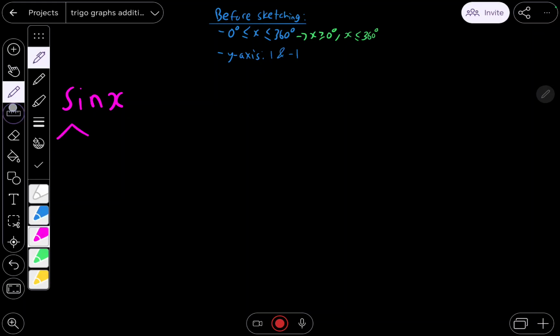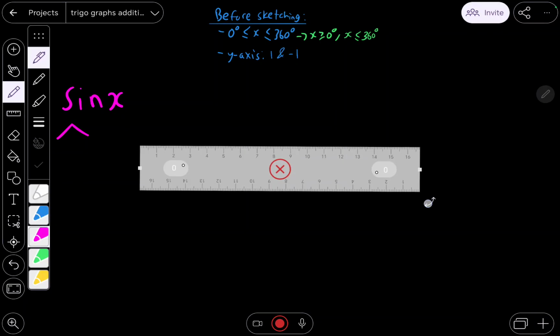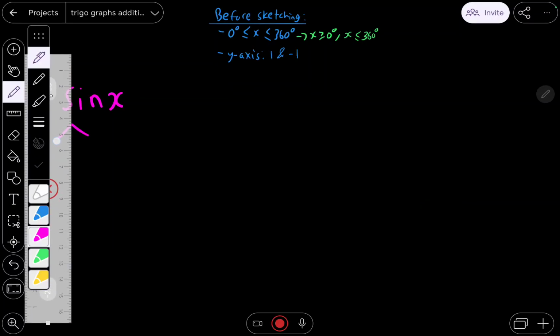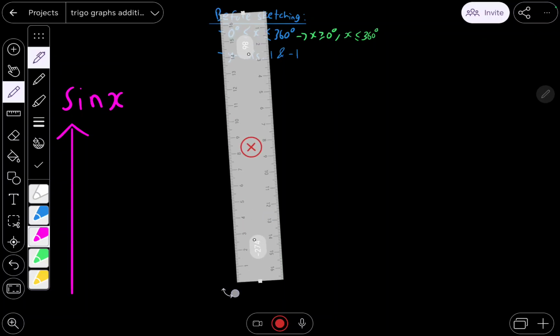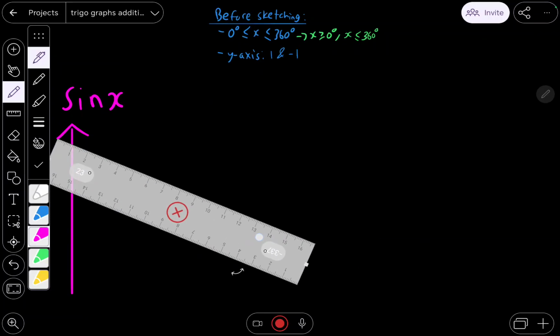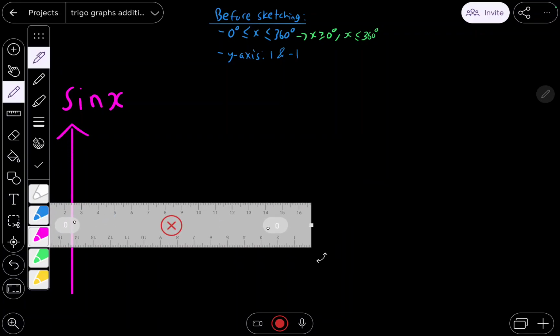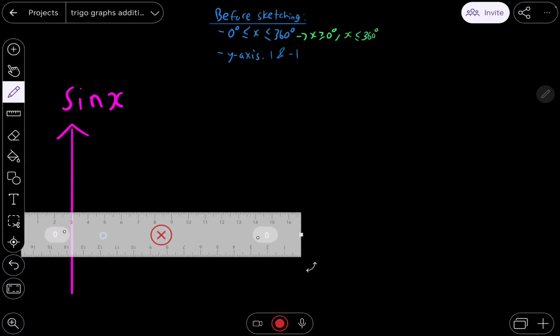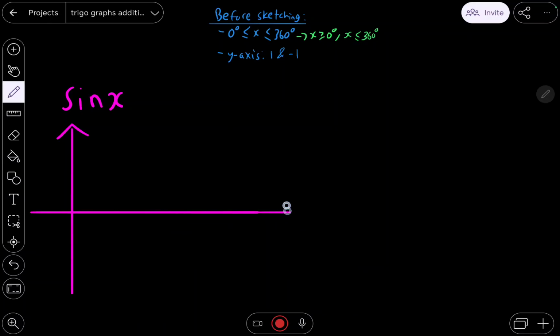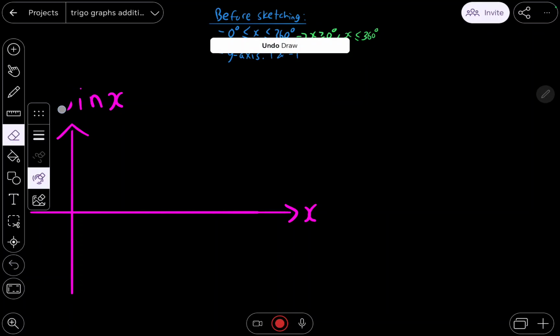Alright, so I'll use a ruler so that I'll be able to do it as well. And of course, you have your x-axis. So let's see if this is centralized. Okay, somewhere here, yeah. So I'll draw it super duper short like this. And I'll call this my x-axis and my y-axis. Okay, so this is for sine x, yeah.